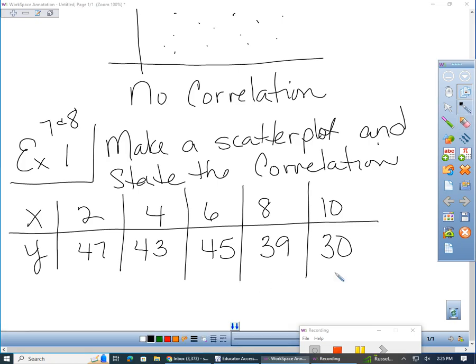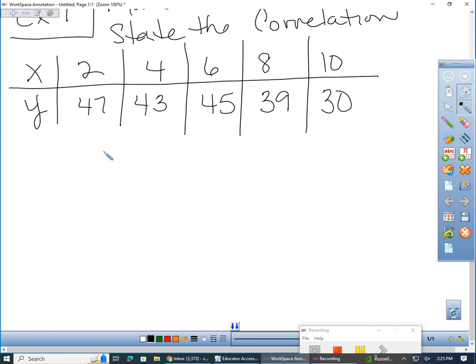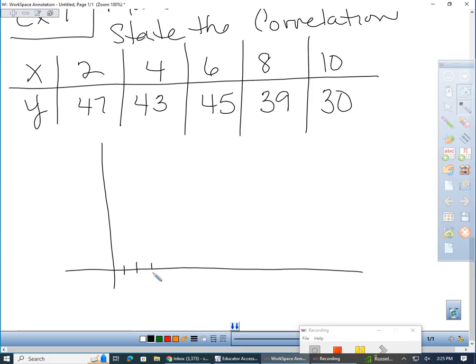All right, so we've got to start by making a scatter plot. On my bottom axis, I'm going to go by ones: 1, 2, 3, 4, 5, up to 10. And on my y-axis, I'm going to do a break. So this is where 30 starts, and then I'm going to go by 5. So 30, there's 35, here's 40, there's 45, and here's 50.